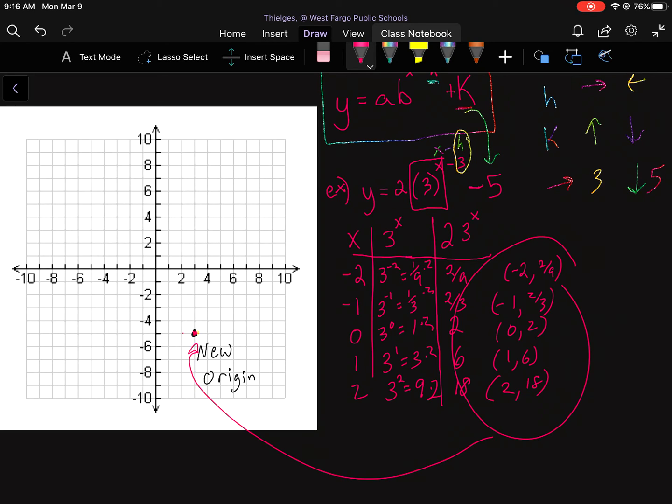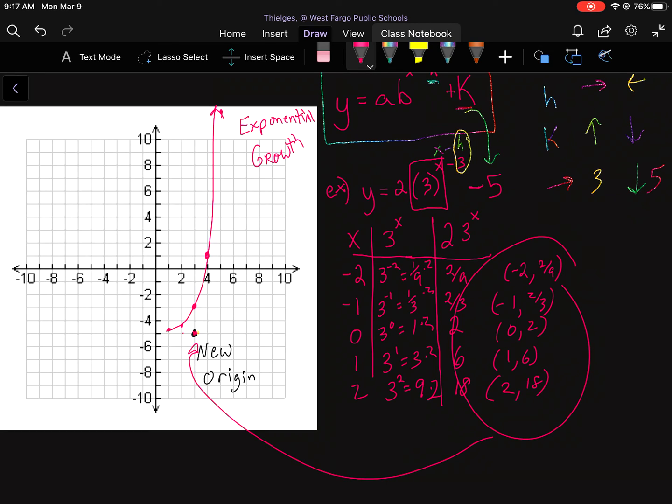So from here, -2 is over to the right 2 and up just a little bit, -1 and 2/3, 0 and 2, 1 and 6. Notice I'm counting from my new origin, and over 2 and up 18 isn't going to show up in my graph. It's going to be way up there. So I'm going to start off small, and I'm going to grow really quick because this is exponential growth, because my base was 3.